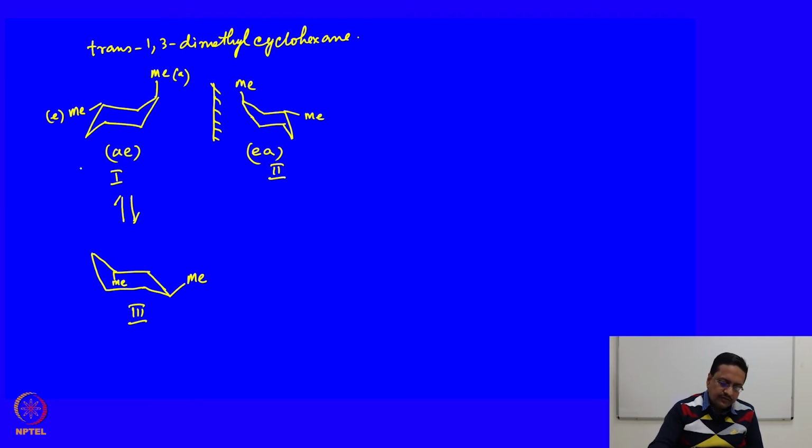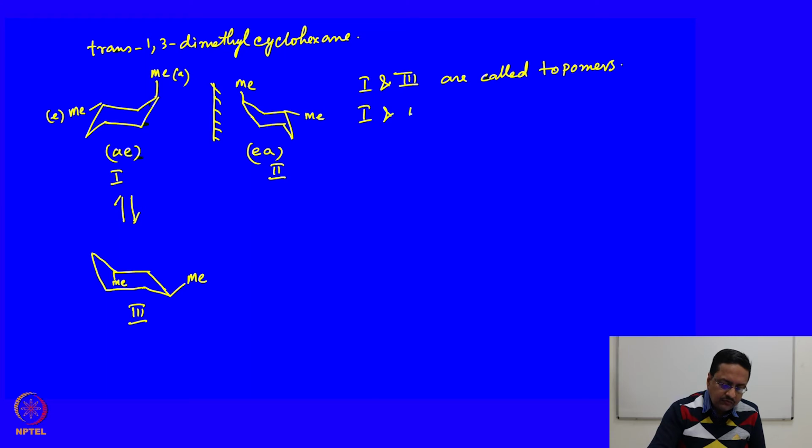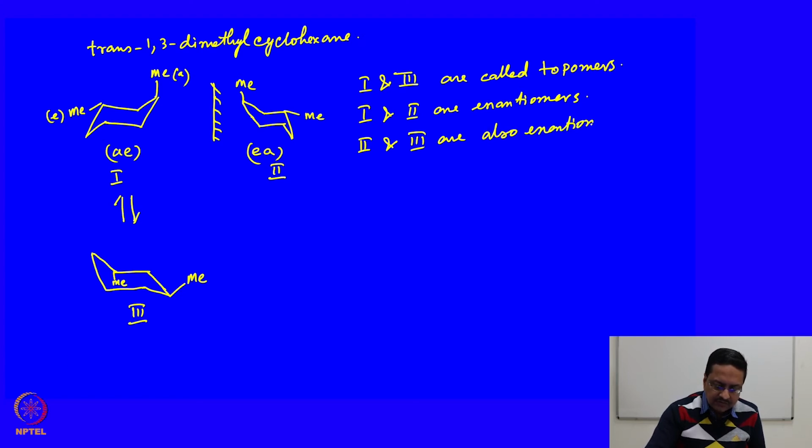So, these two forms 1 and 3 are called topomers. You can see that 1 and 2 are non-superimposable mirror images. So, they are enantiomers. Similarly, 2 and 3 are also enantiomers.